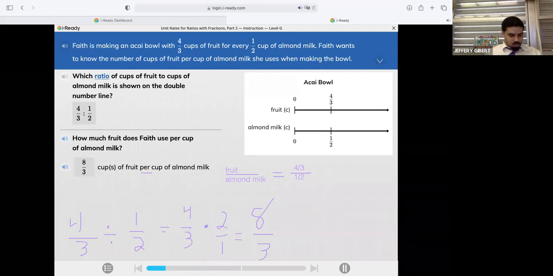That's right. You can also use the mixed number 2 2/3 to represent the cups of fruit.